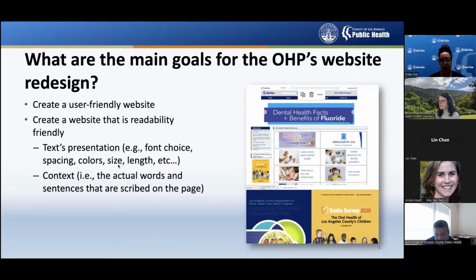In addition to our webpage purposes, OHP has a few other goals. What are some of the main goals for OHP's website redesign? Our goals are to create a user-friendly and readability-friendly website and be able to measure how easy it is for visitors to read what's on the webpage and understand text on the webpage as well, by looking at how we use things like font choice and size, colors, spacing, the length of a narrative, etc. Also, we want to take into consideration the context, as well as the actual words and sentences that are used.